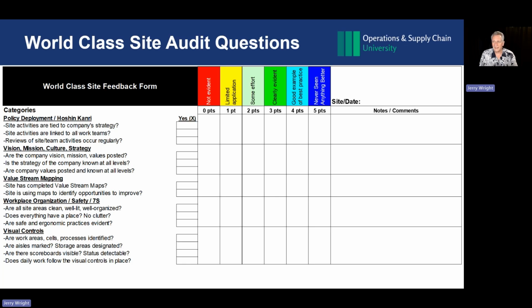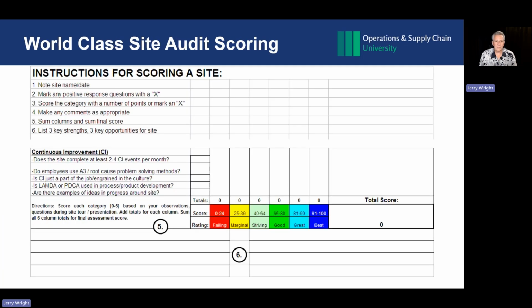Now there's 20 categories in total. So once you get all the 20 categories scored, and this can take a day or a day and a half, or even a half day, depending on the site size, you get everything done, you put it in, it's going to automatically total for you. Now, if you're 0 to 24, you're failing. You're not even close to world class.